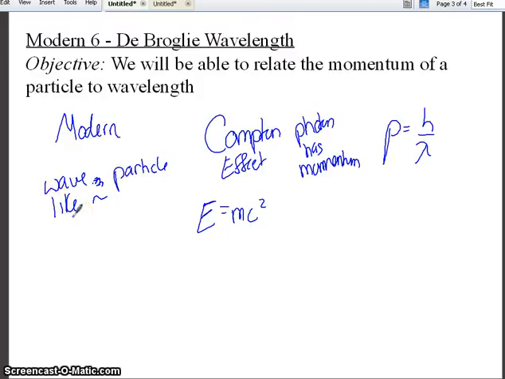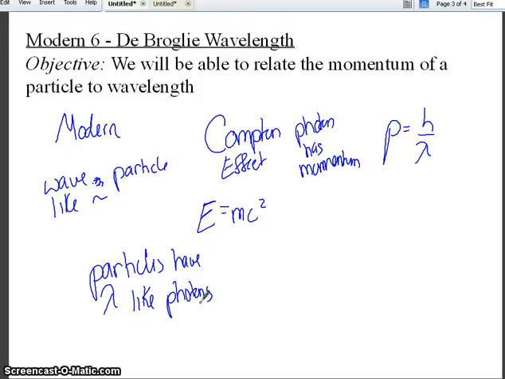So de Broglie, Louis de Broglie, said that, okay, if photons have momentum like particles, can particles have wavelength like photons, like waves? And so he made the assumption that this equation applies not only to photons, but it applies to particles too. So the wavelength of a particle is going to be equal to h over its momentum, which you can see is the exact same equation, just rewritten for momentum and wavelength.